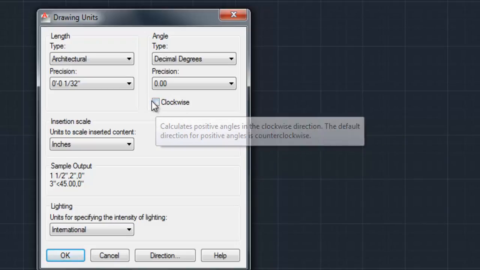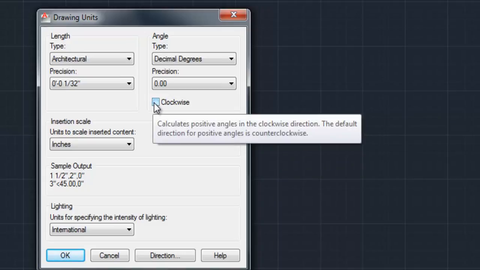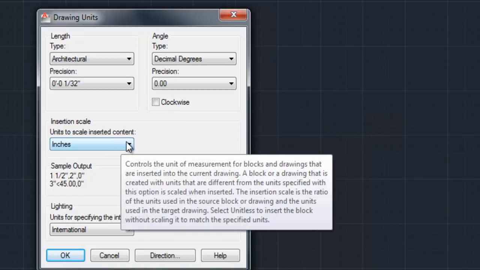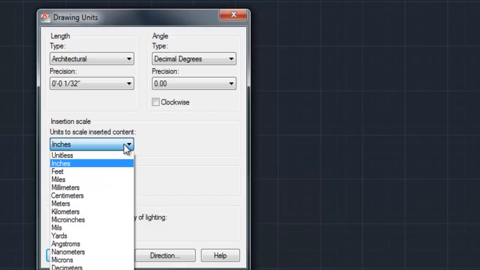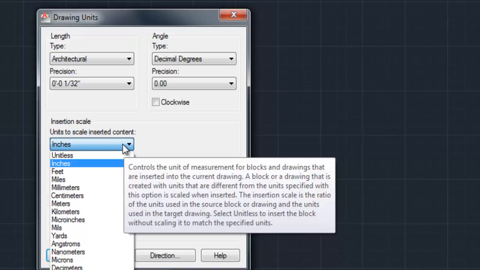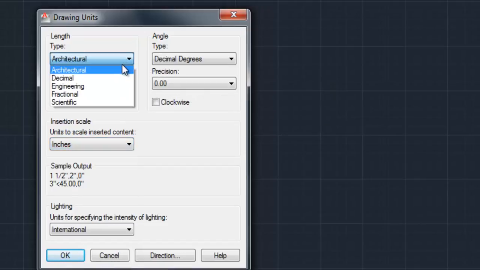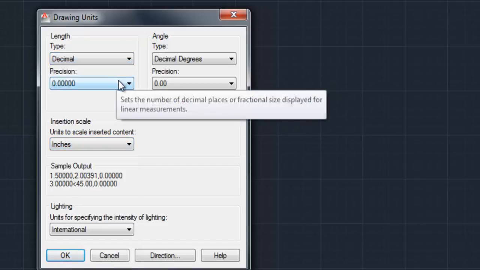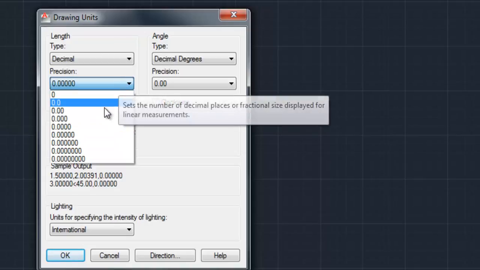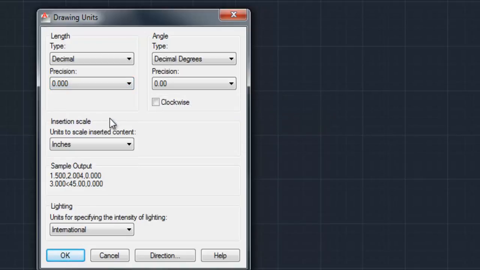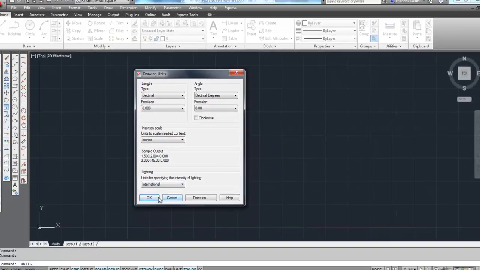Most angles are measured counterclockwise. This option right here, if you click it, allows you to measure in clockwise, which would be unusual. So let's leave that in counterclockwise. Here is a feature that allows you to determine what the import of another drawing will be and how to handle it. That's really outside the scope of what we'll be working with, so let's just leave it at inches for right now. And let's work in decimal for right now as well. And for units of measurement, 1/1000th is more than accurate enough for us. All right, so now we have our units set up.